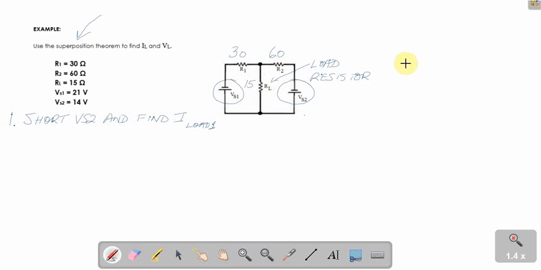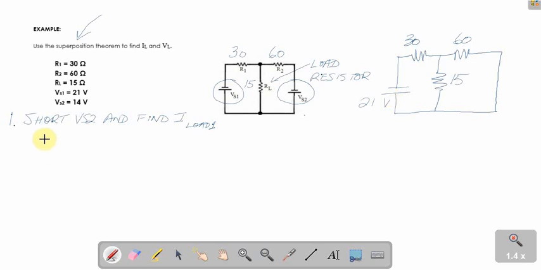If we redrew this circuit with that in mind, then we've got VS1, and we're going to short out VS2. We'll put in our resistors, and like I said, we'll look at this in terms of VS1 and what it does. There are our resistor values, and there's our load resistor value, 15 ohms. So let's take a look at this circuit with respect to VS1, which is 21 volts.